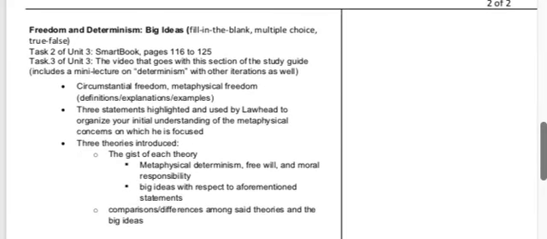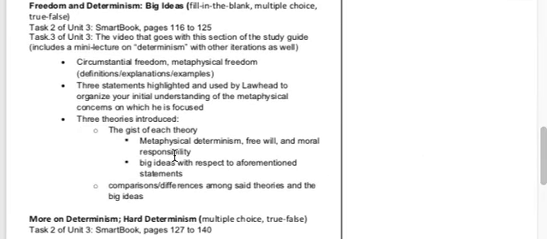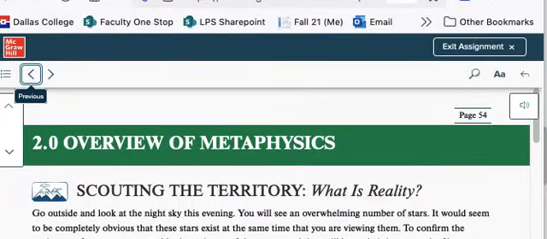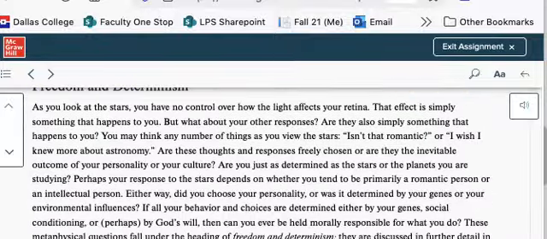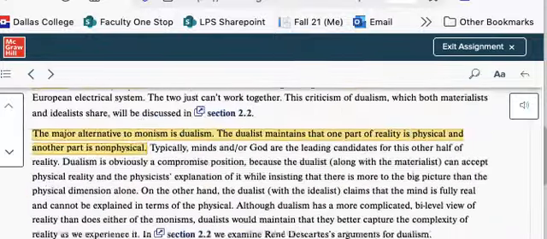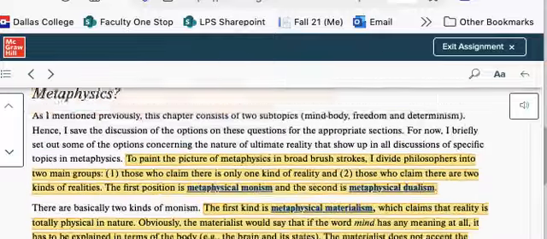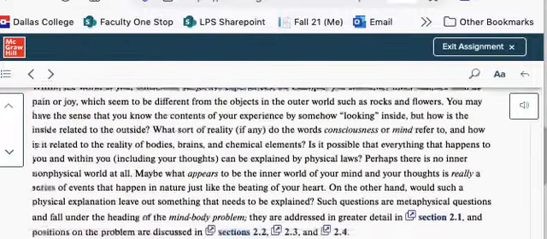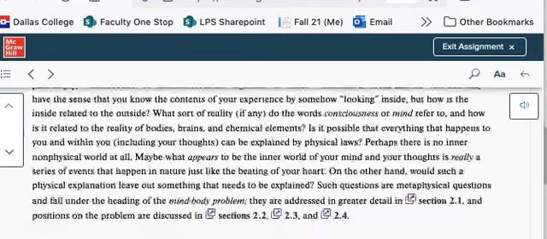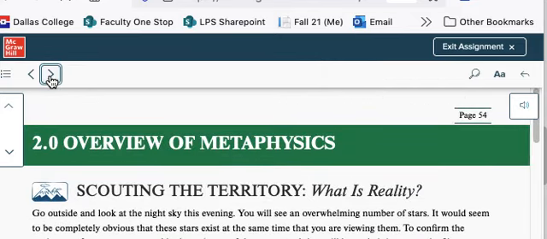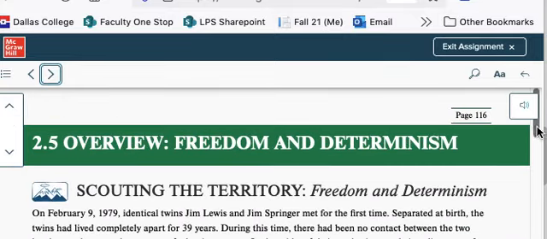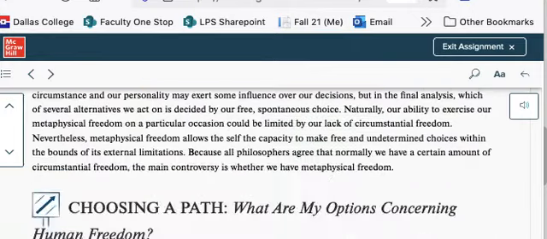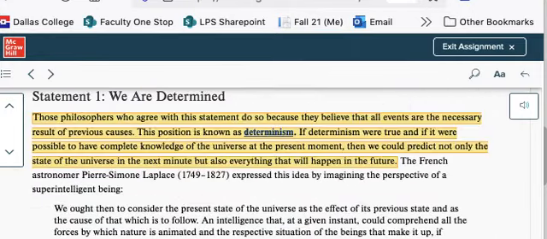Now, as I showed you, you are first introduced to metaphysical determinism in section 2.0. And to be precise, you were first introduced to it, let's see. Actually, it's not section 2.0, it's section 2.6. Oh, 2.5. Okay, I'm incorrect again. All right, so let's go to section 2.6. You were first introduced to what is really metaphysical determinism.